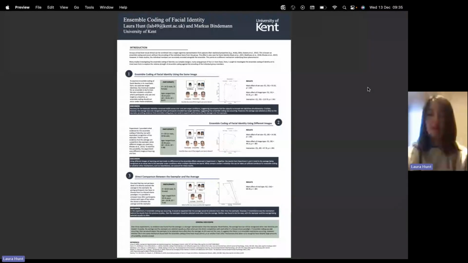So we know that groups of low-level visual stimuli can be combined into a single cognitive representation that captures their statistical properties. This is known as ensemble coding. The effect is also seen for facial identity. However, what we find in these studies is that the ensemble average is encoded alongside the set members.